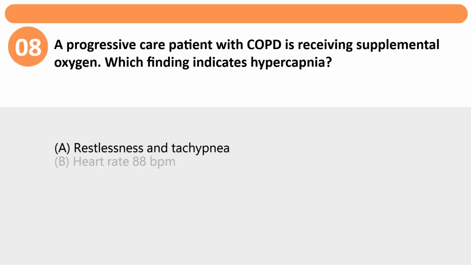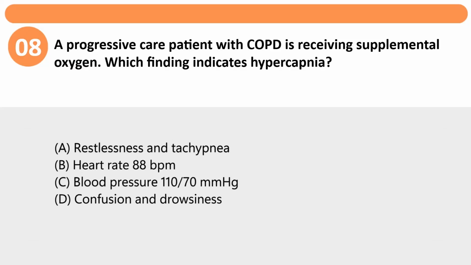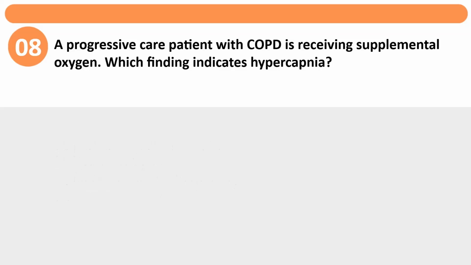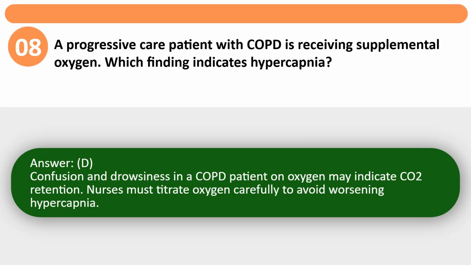A progressive care patient with COPD is receiving supplemental oxygen. Which finding indicates hypercapnia? A. Restlessness and tachypnea. B. Heart rate 88 bpm. C. Blood pressure 110/70 mmHg. D. Confusion and drowsiness. Answer, D. Confusion and drowsiness in a COPD patient on oxygen may indicate CO2 retention. Nurses must titrate oxygen carefully to avoid worsening hypercapnia.